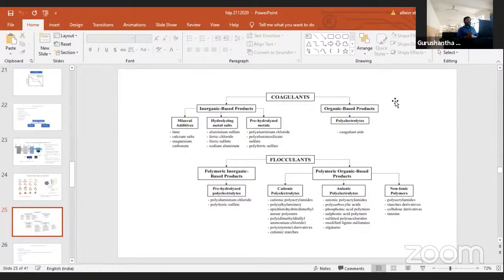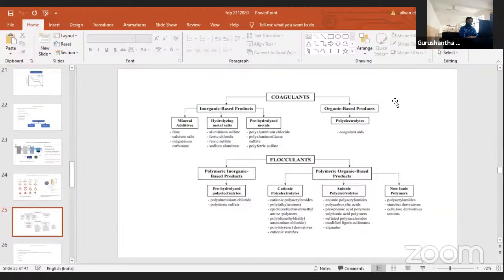For the inorganic based products, most of the time we are using metal salts to improve the coagulation efficiency. Based upon mineral additives, we are using lime, calcium salt, magnesium carbonate. For hydrolyzing metal salts, we are using aluminum sulfate, ferric chloride, ferric sulfate, and sodium aluminate. For pre-hydrolyzed metals, we are using polyaluminum chloride, polyalumino-silicate sulfate, polyferric sulfate.